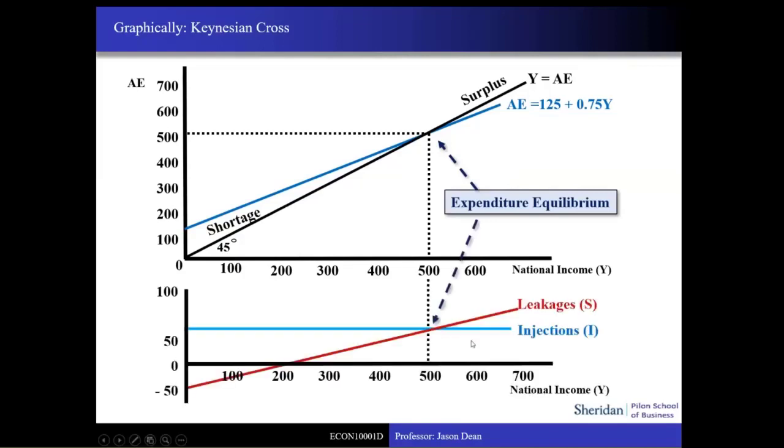And again, in the equilibrium, we will always have that leakages equal injections. So if we look here, these are our leakages. As income rises, our savings increases, and the injections are fixed at 75 for investment. So when these two are equal, that's our equilibrium.